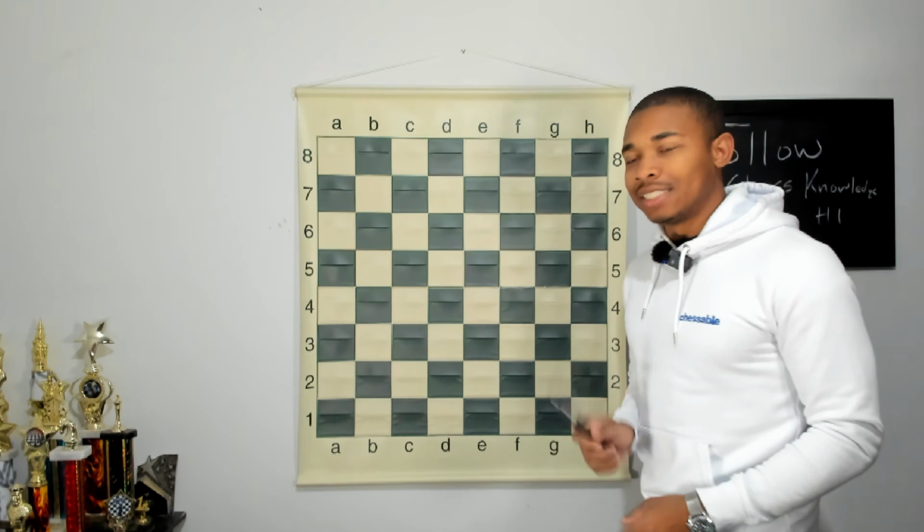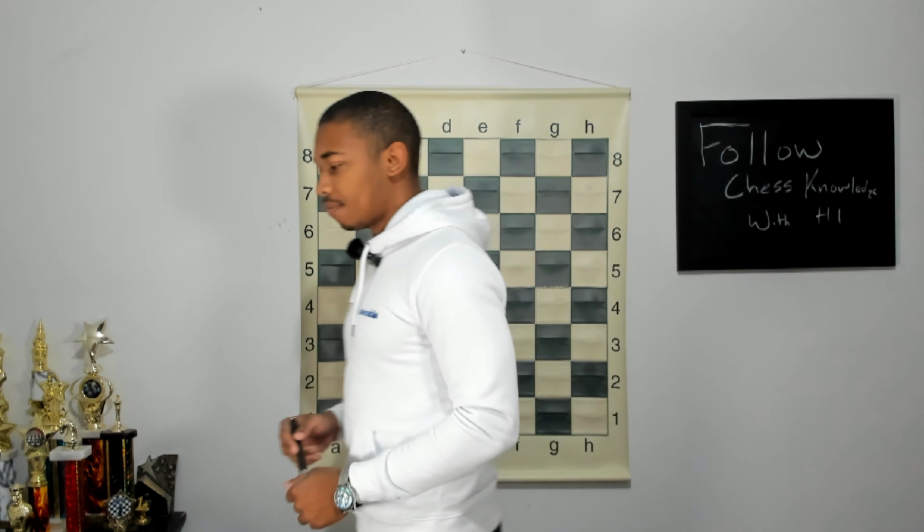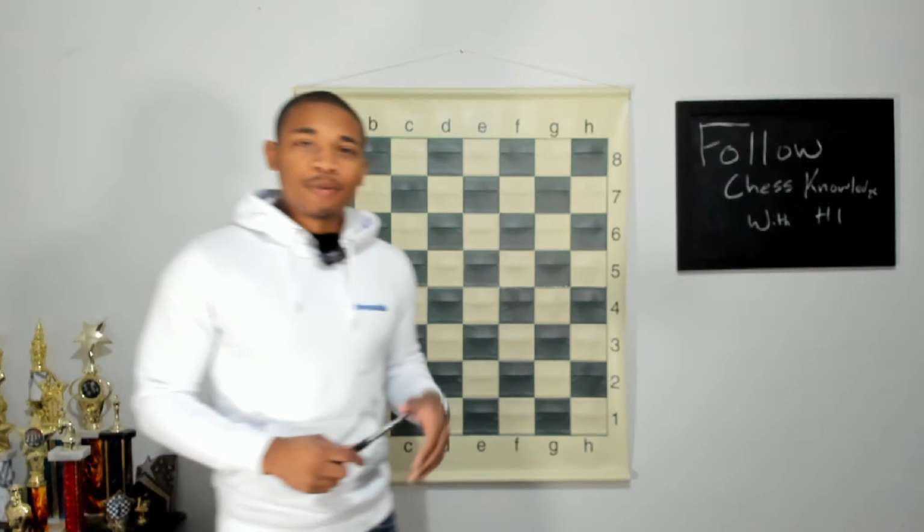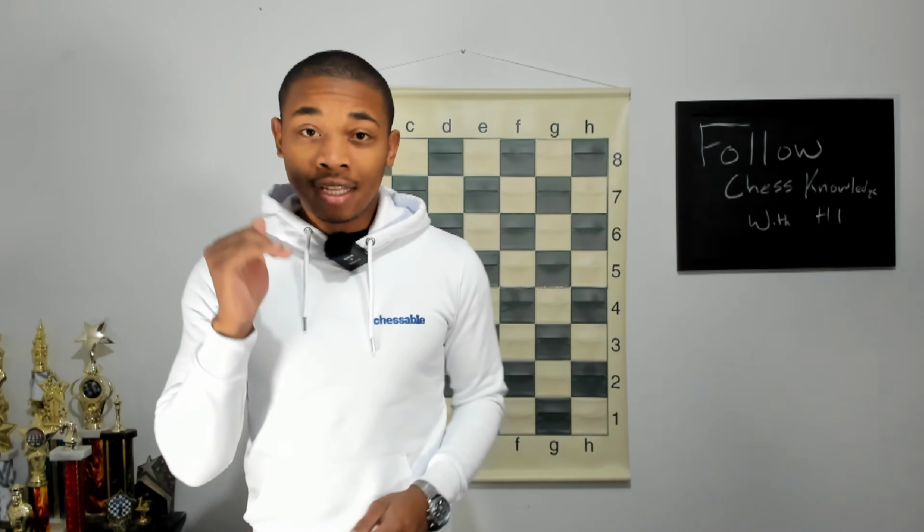E5. Bishop C4. What is that bishop attacking on C4? That bishop on C4 is attacking the F7 pawn, one of the weakest pawns in the beginning of a chess game.